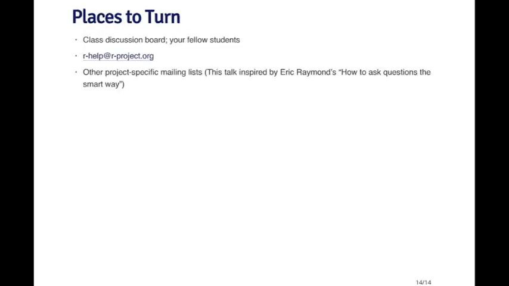So a couple places to turn for this course. First of all, the class discussion board I think will be the most useful because your fellow students can help you out there, and I can respond to you on the discussion board. Outside of class, there's the R-help mailing list, which I just described. You can post to this mailing list, and it's useful to, of course, follow all the rules that we talked about just now. And depending on what other projects you might be working on, there are other project-specific mailing lists for other types of software.